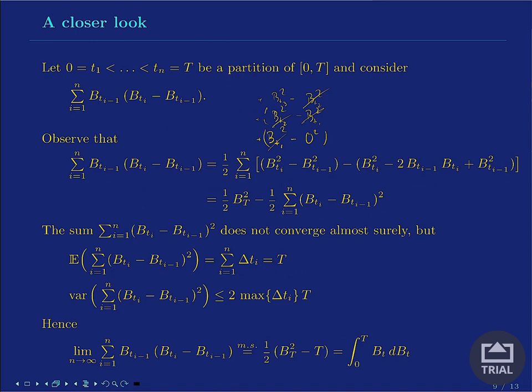Likewise, we can show that the variance of the same expression, so we can write it, for instance, as the covariance of a double sum of the increments, and then evaluating that further, we find an upper bound which is 2 times the largest value of the delta t_i times t.